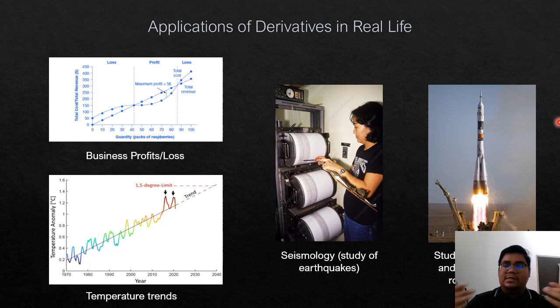Climatologists use differentiation to see global climate trends over the years, and also in seismology, which is the study of earthquakes, and also the study of the speed and drag of a rocket missile. So this is the application in real life. You don't have to worry. You only need to remember the formula and see how we can apply it.